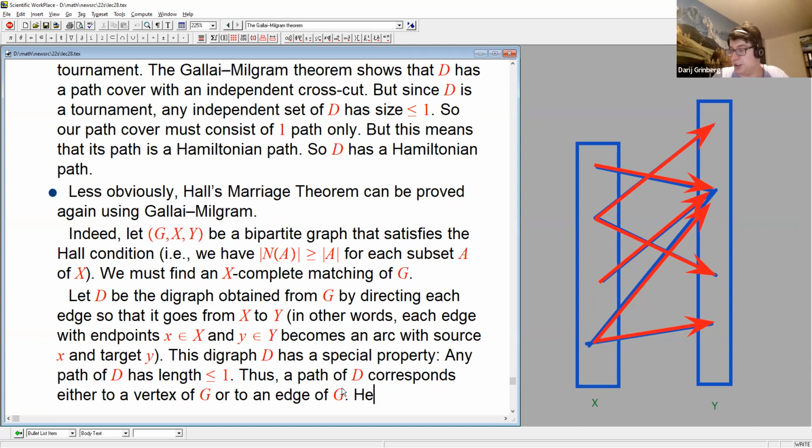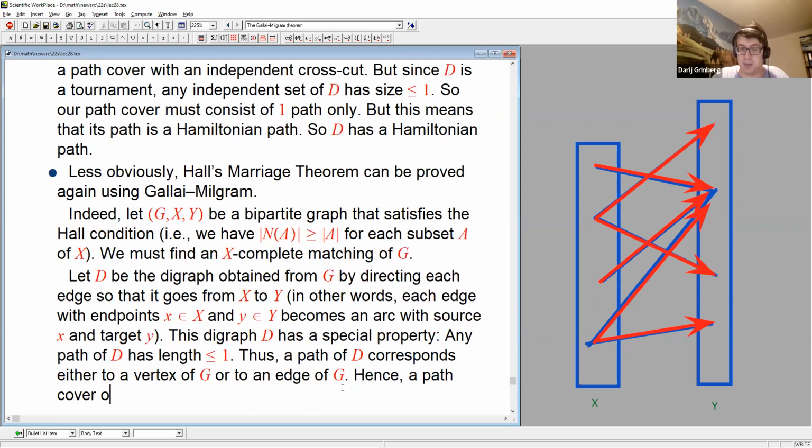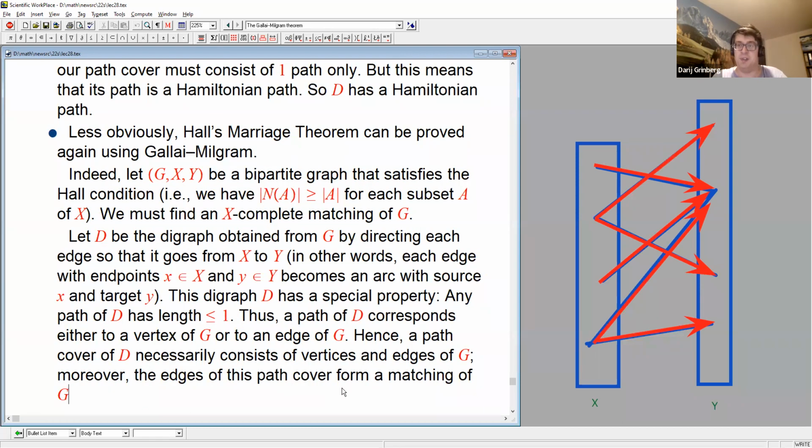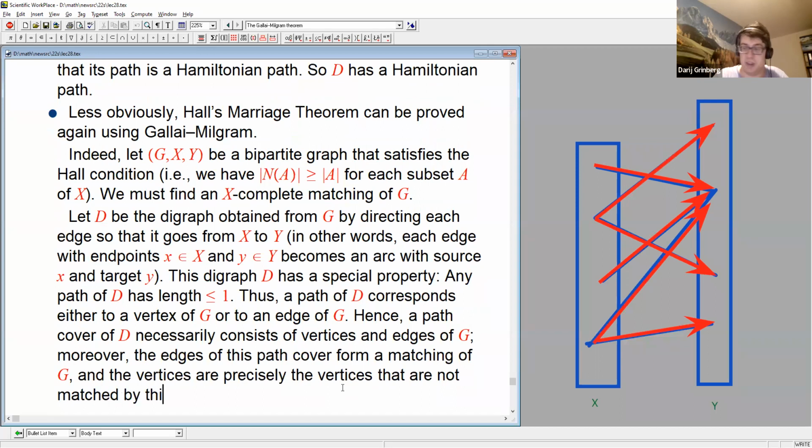Hence, a path cover of D necessarily consists of vertices and edges of G, and moreover, the edges of this path cover form a matching of G, because in a path cover you cannot have two paths containing the same vertex. And the vertices are precisely the vertices that are not matched by this matching.